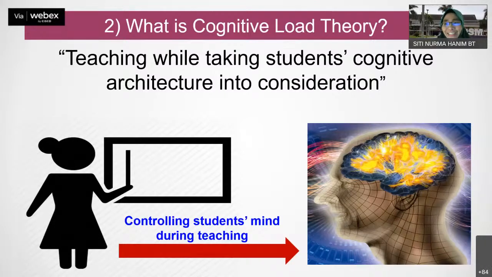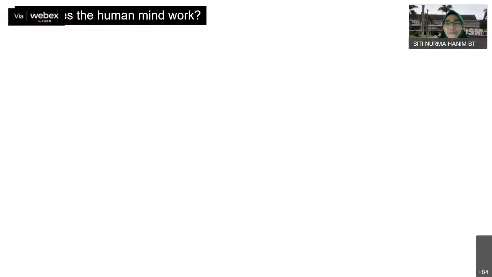Okay, how? By applying this cognitive load theory. And as I mentioned just now, it's an instructional design theory, meaning that it provides you with a guideline on how to prepare your instruction. Instructions mean your teaching content, so that it fits the human brain function. Okay, so you have to understand first how the human mind works. So then you can design your PowerPoint slides to fit the human mind function.